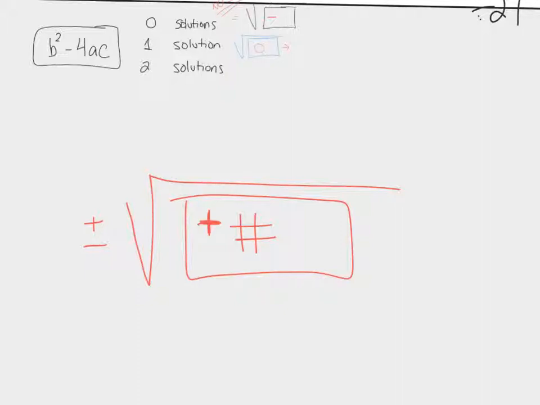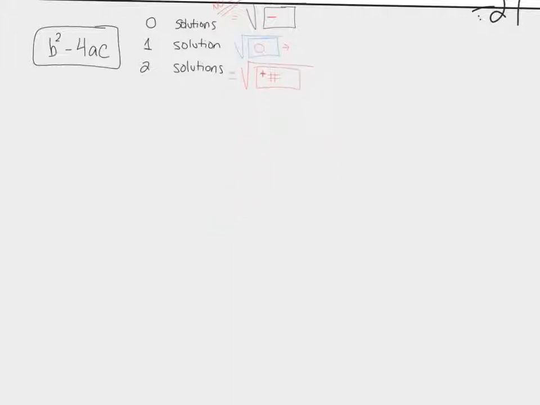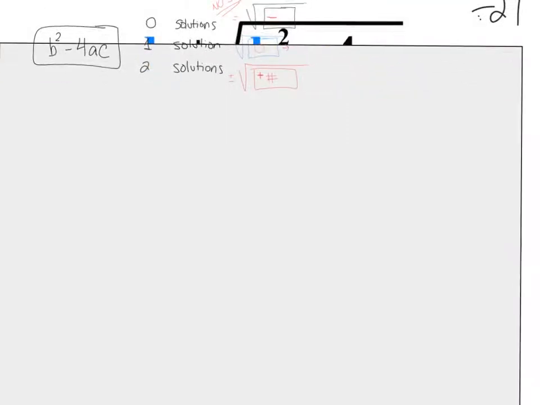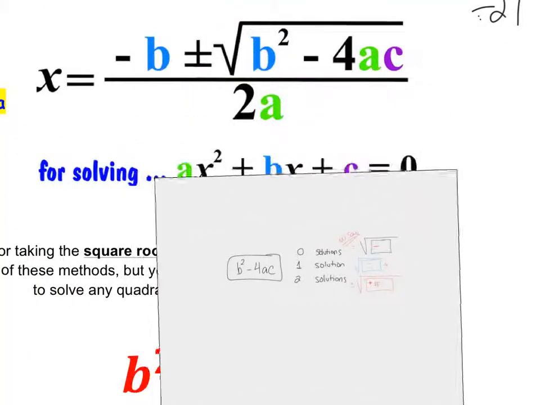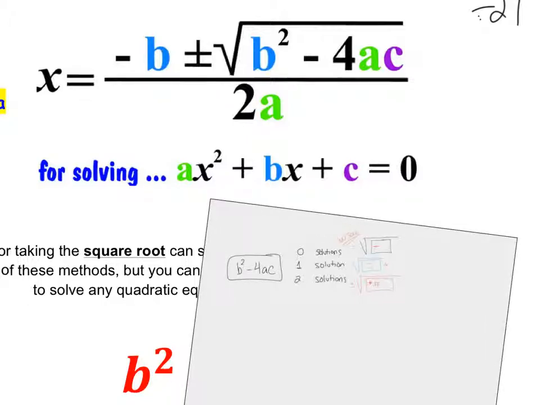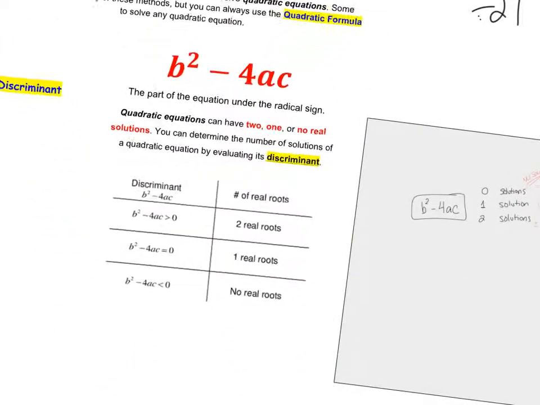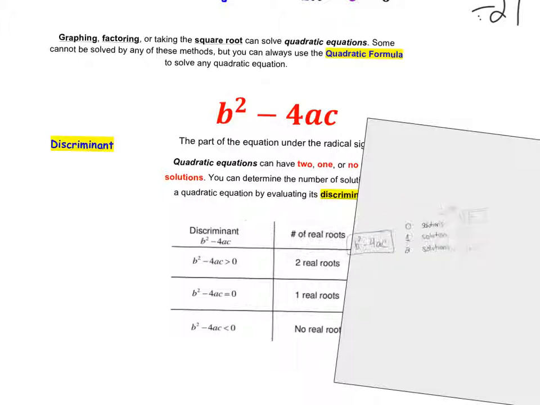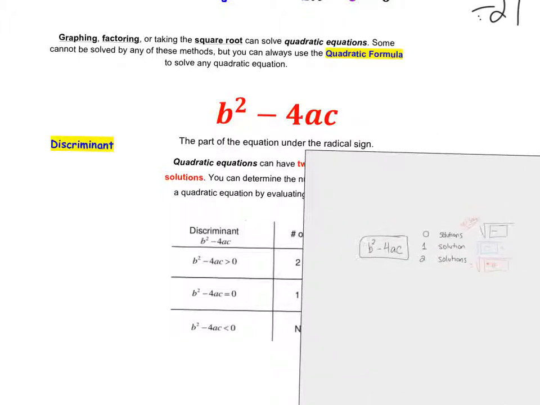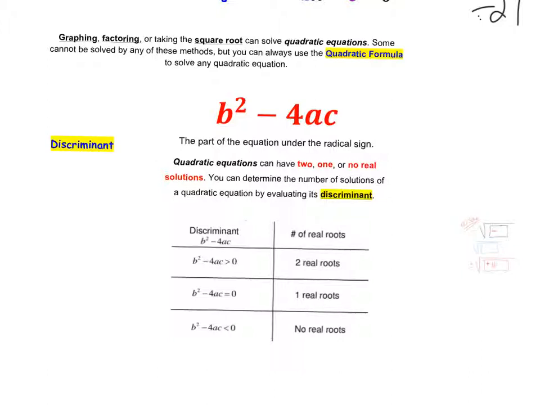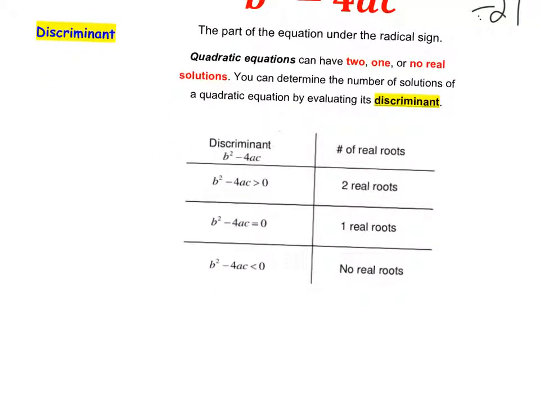Because of the significance of the b squared minus 4ac, because of how important it is to the quadratic formula, b squared minus 4ac has a special name. It is called the discriminant. It is called the discriminant because it discriminates how many answers you're going to get. It doesn't tell you what the answers are because you still have to do the whole quadratic formula, but it tells you how many answers you're going to have.